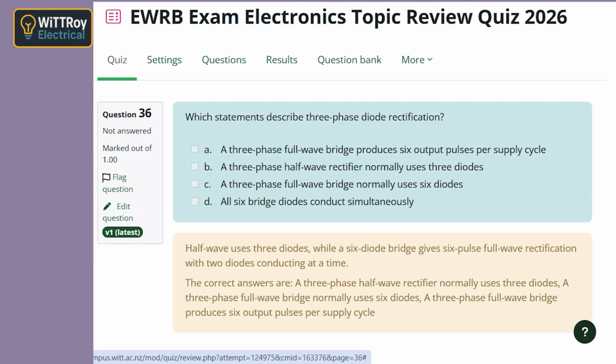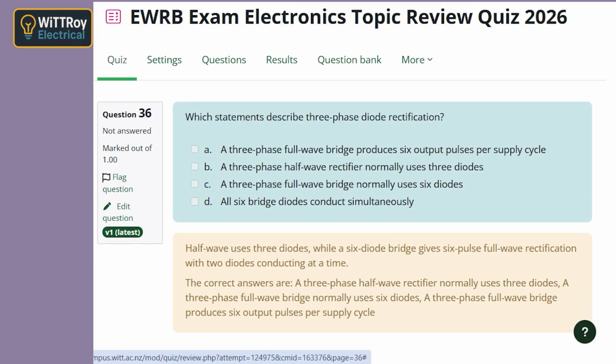A three-phase half-wave rectifier normally has 3 diodes. A full-wave bridge has 6 diodes and produces 6 pulses per cycle, but only 2 normally conduct at one instant, one from the most positive phase to the load and one from the load to the most negative phase. Okay, I think I've got it.